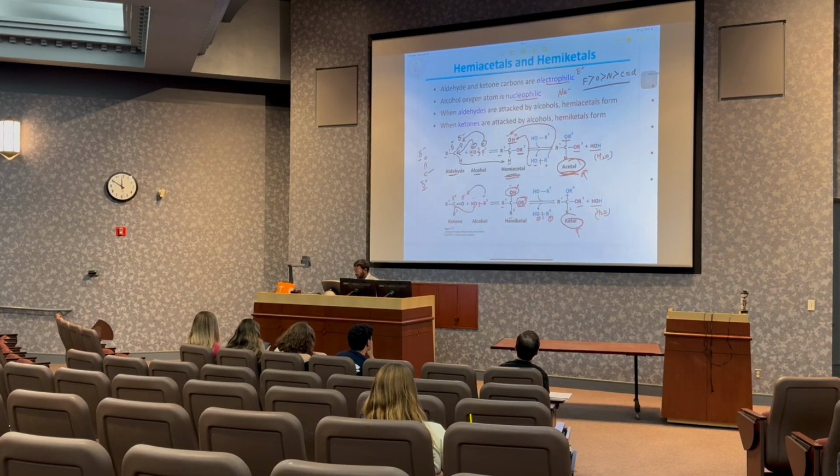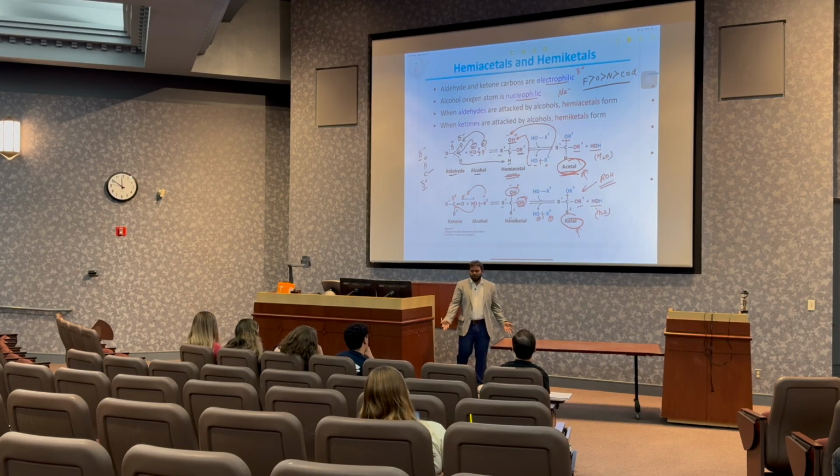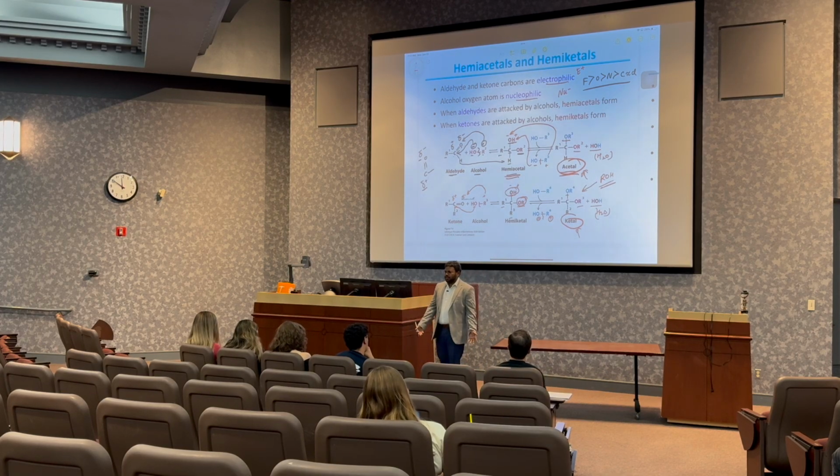Yes, no? Can you attack one more time here with ROH? No? Can you attack with ROH one more time? Yes or no? No, because there is nothing you can remove. Okay, there's nothing you can remove. You cannot attack one more ROH. That's why they are non-reducing sugars. If you see a completely reduced structure, it's a non-reducing sugar.